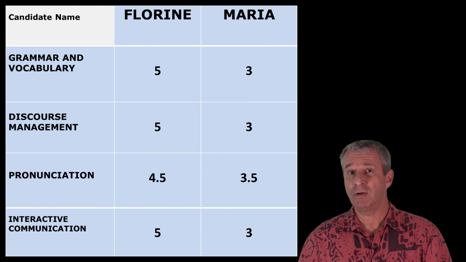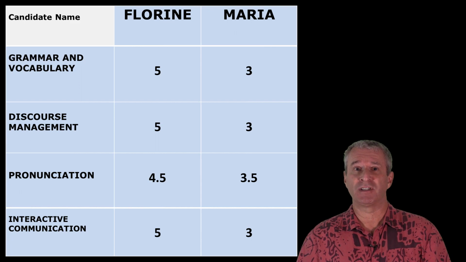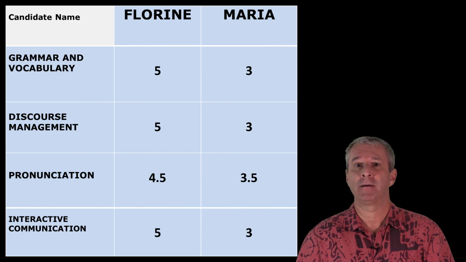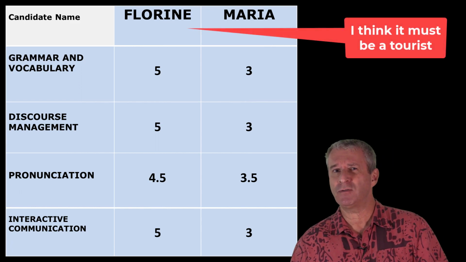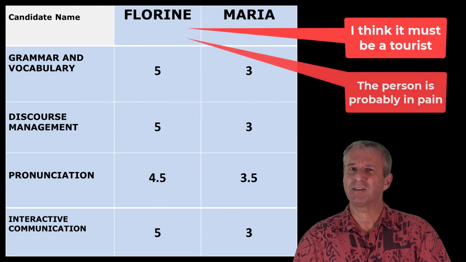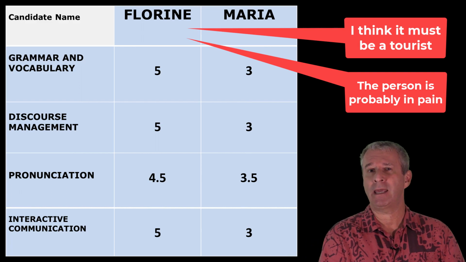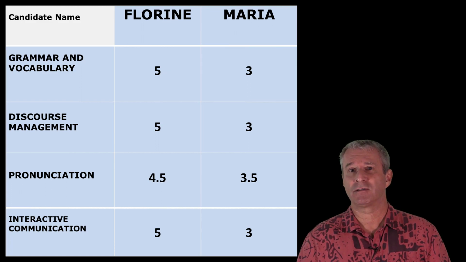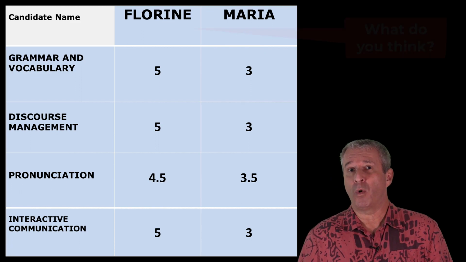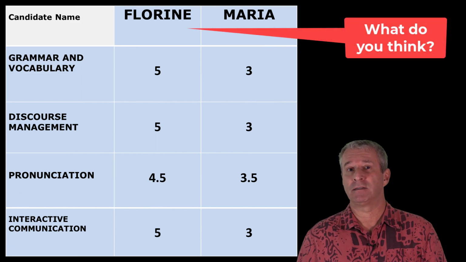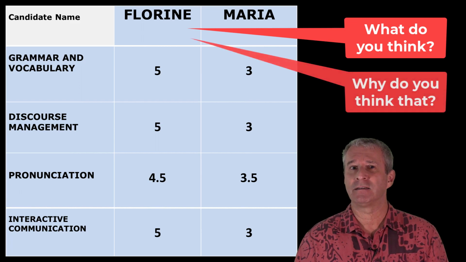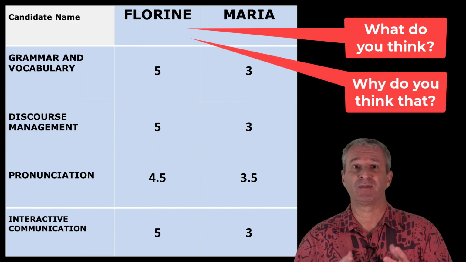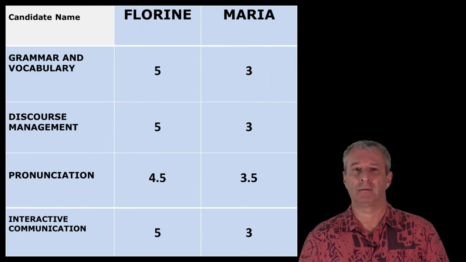In part 2, Florine used language to speculate about the photographs. She said, "I think it must be a tourist. The person is probably in pain." In part 3, she asked questions like, "What do you think?" and "Why do you think that?" This is good interaction. Florine interacts well with her partner.